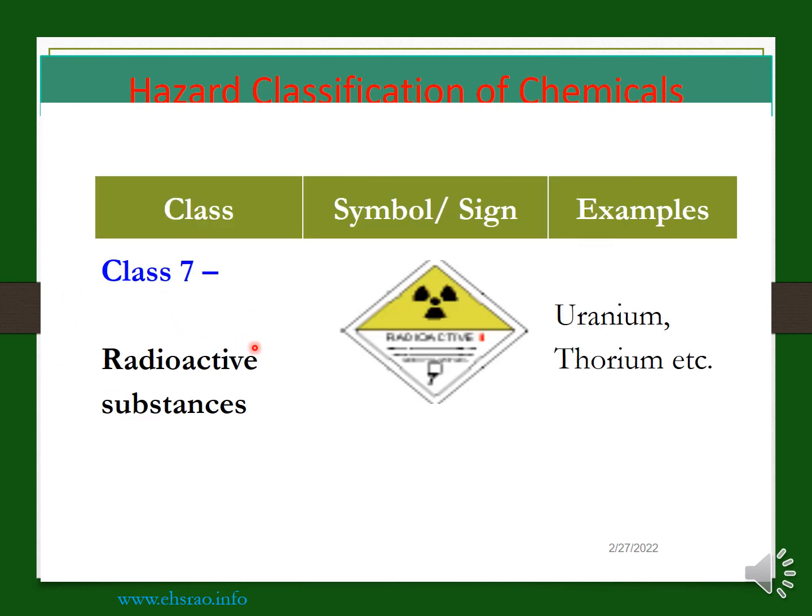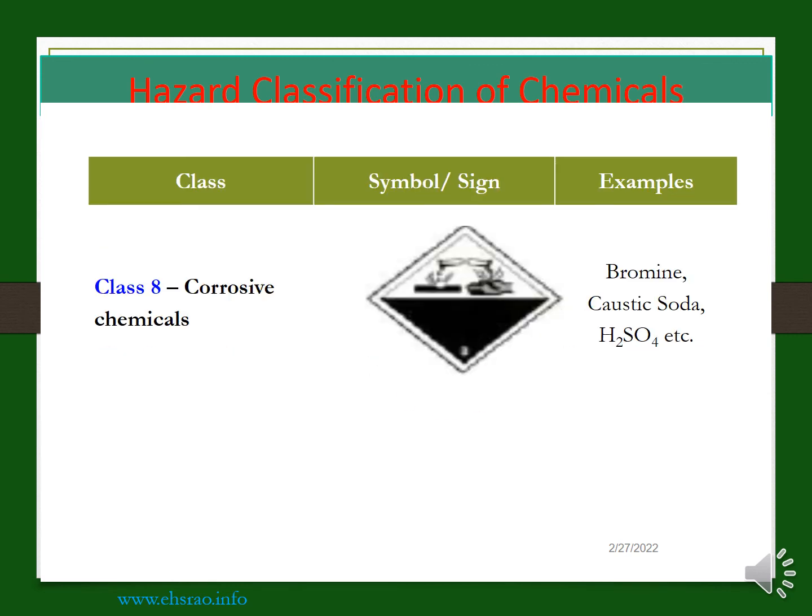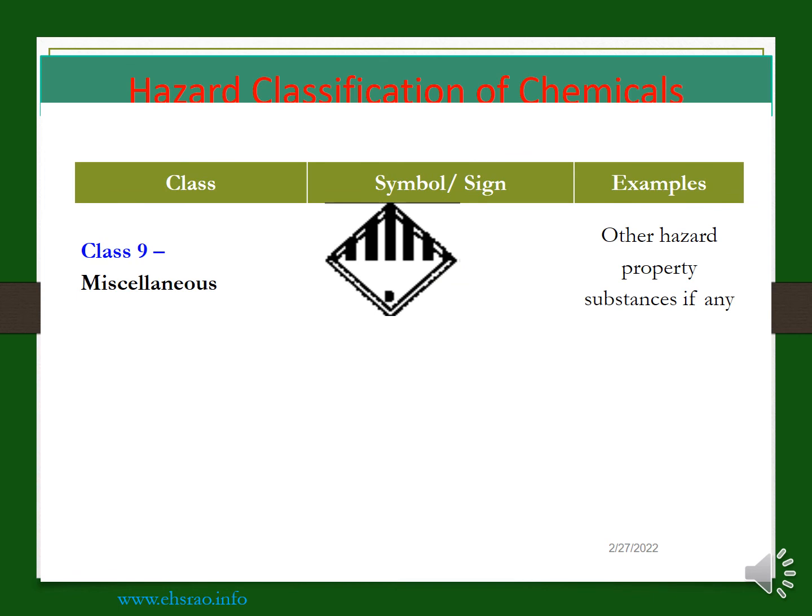Then class 7, radioactive substances. Uranium and thorium come under class 7. And class 8, corrosive chemicals. This is the symbol which indicates corrosion, for bromine, caustic soda, H2SO4 and HCl. These all come under class 8. Finally, class 9, miscellaneous. Miscellaneous comes under this symbol. Any other hazardous property substance comes under class 9.